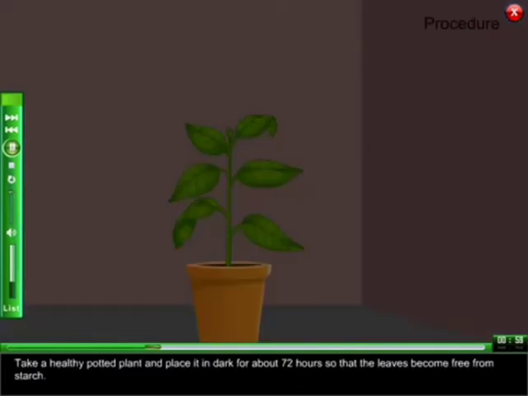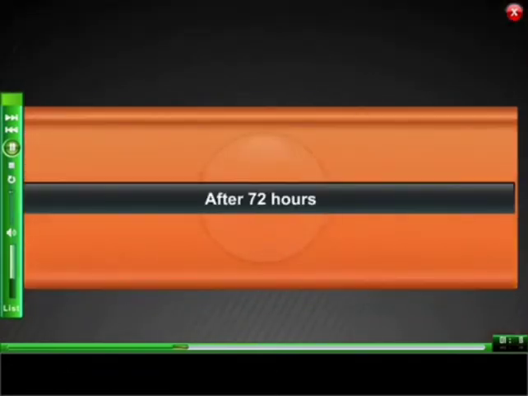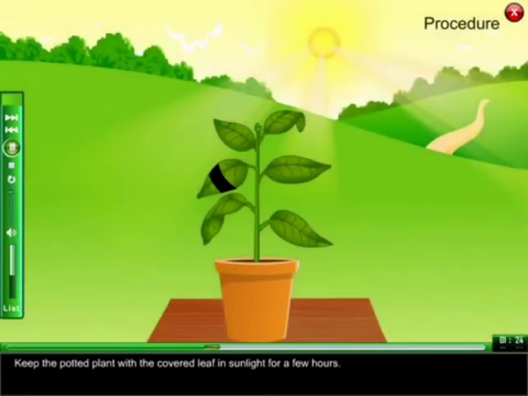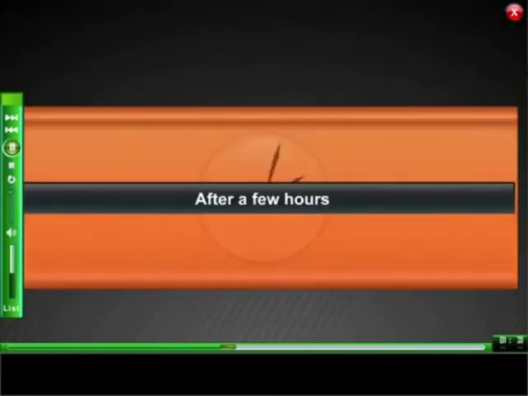Procedure: take a healthy potted plant and place it in dark for about 72 hours so that the leaves become free from starch. After 72 hours, select a leaf on the plant and cover a portion of it on both sides with black paper. Keep the potted plant with the covered leaf in sunlight for a few hours.